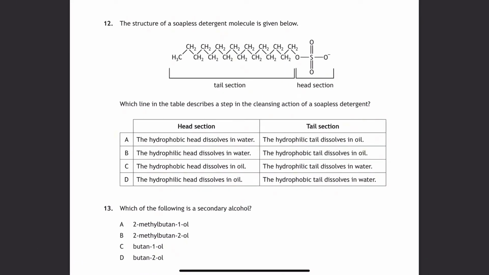Then, which line in the table describes the step in the cleansing action of a soapless detergent? The head is hydrophilic, it's ionic, so it will dissolve in water. And the tail is hydrophobic, so it will dissolve in oil, so that would be B.